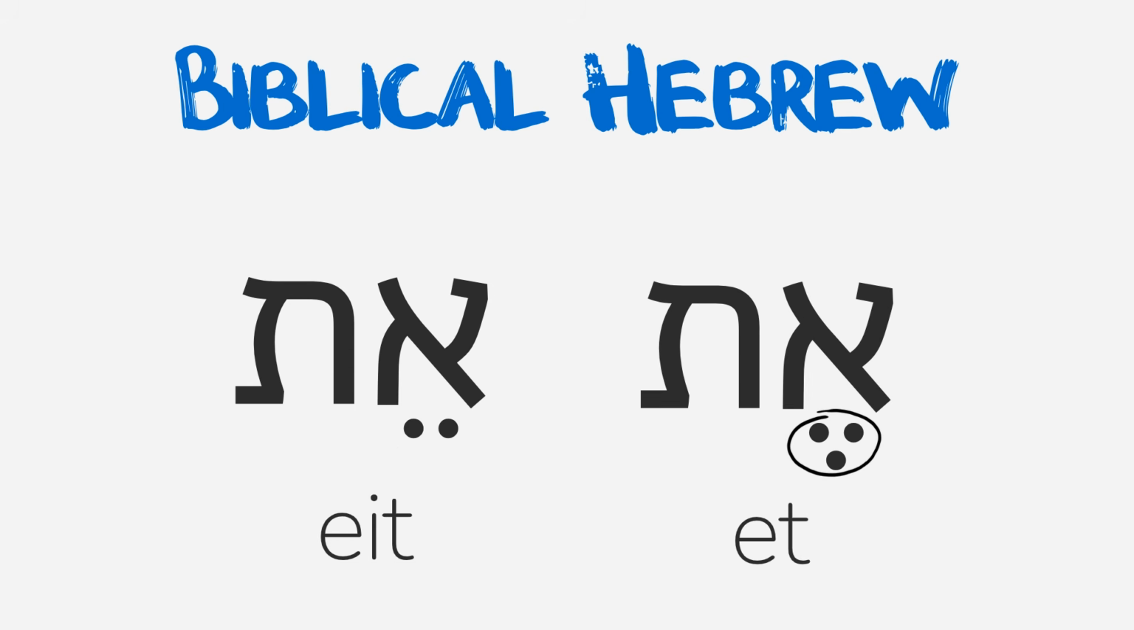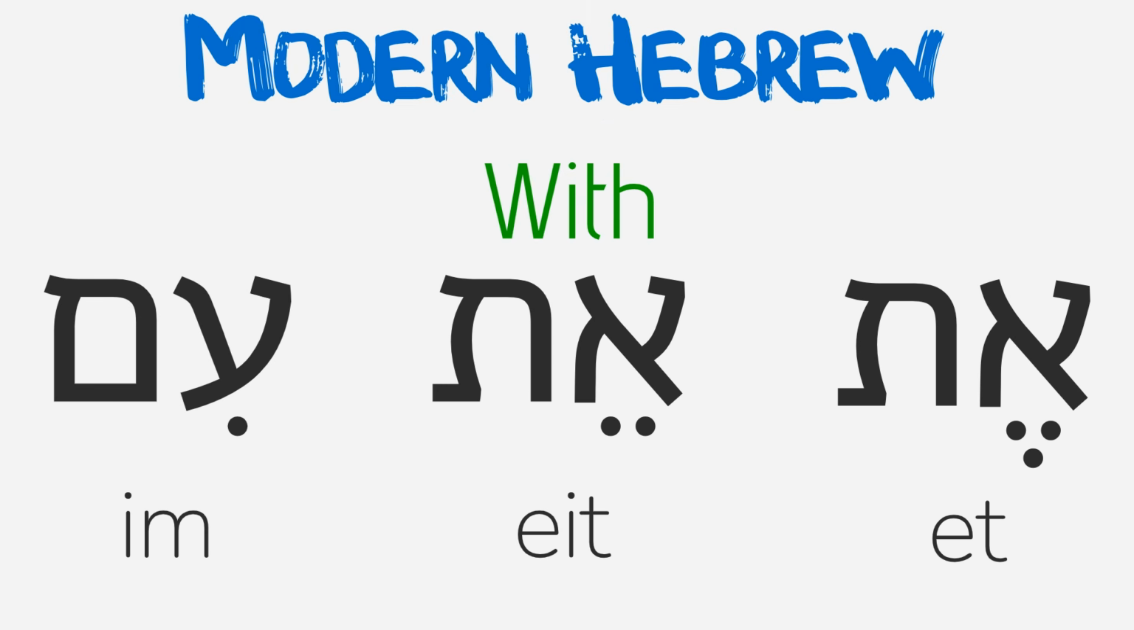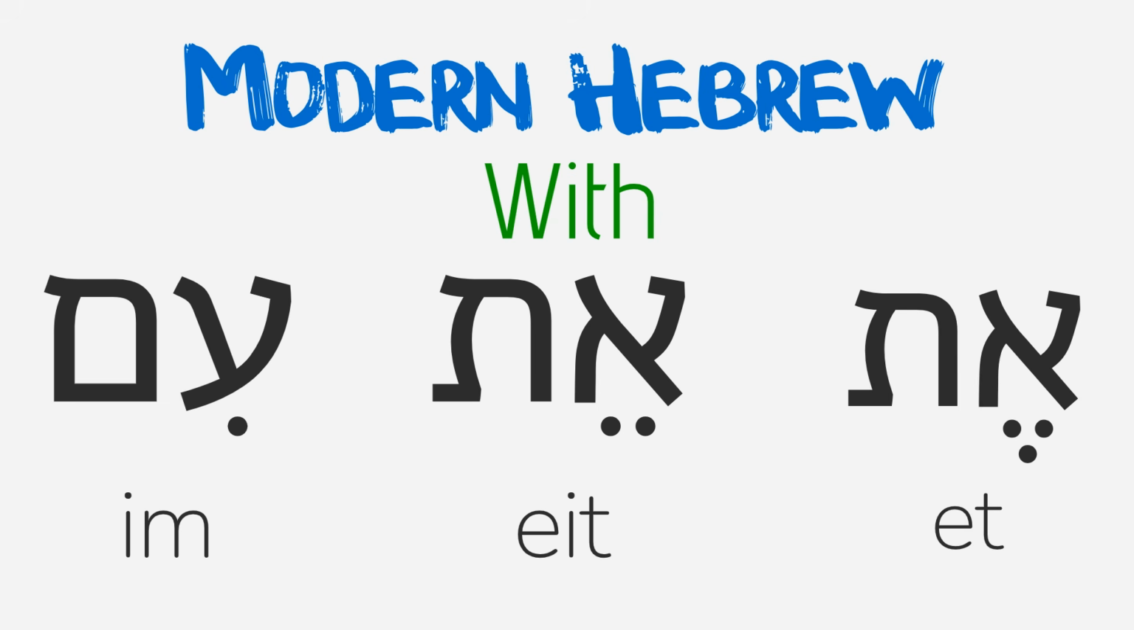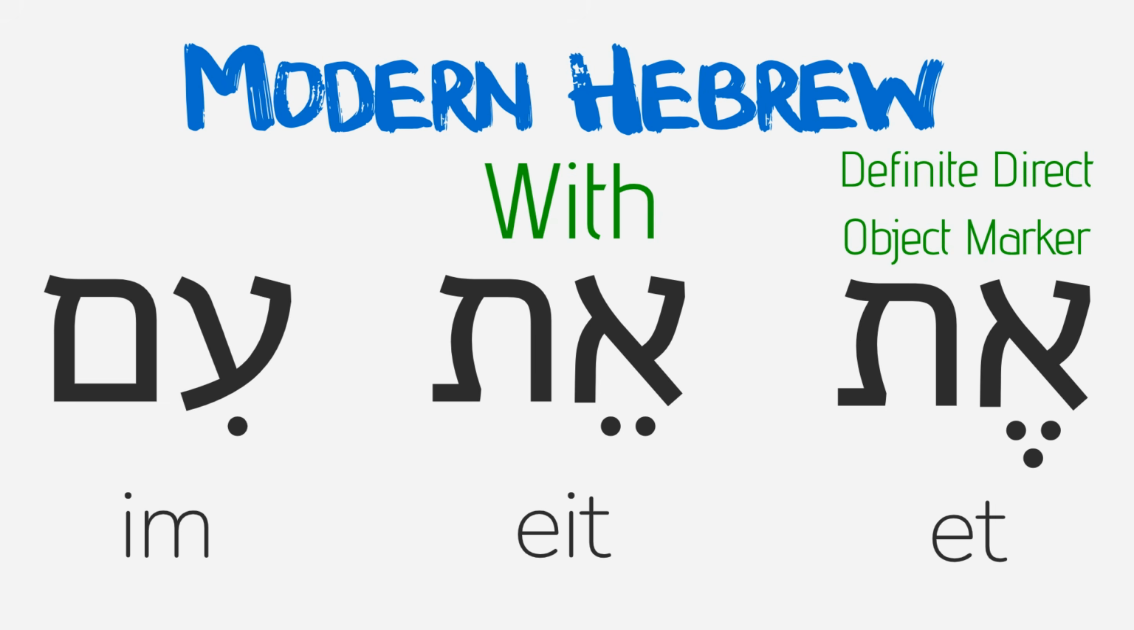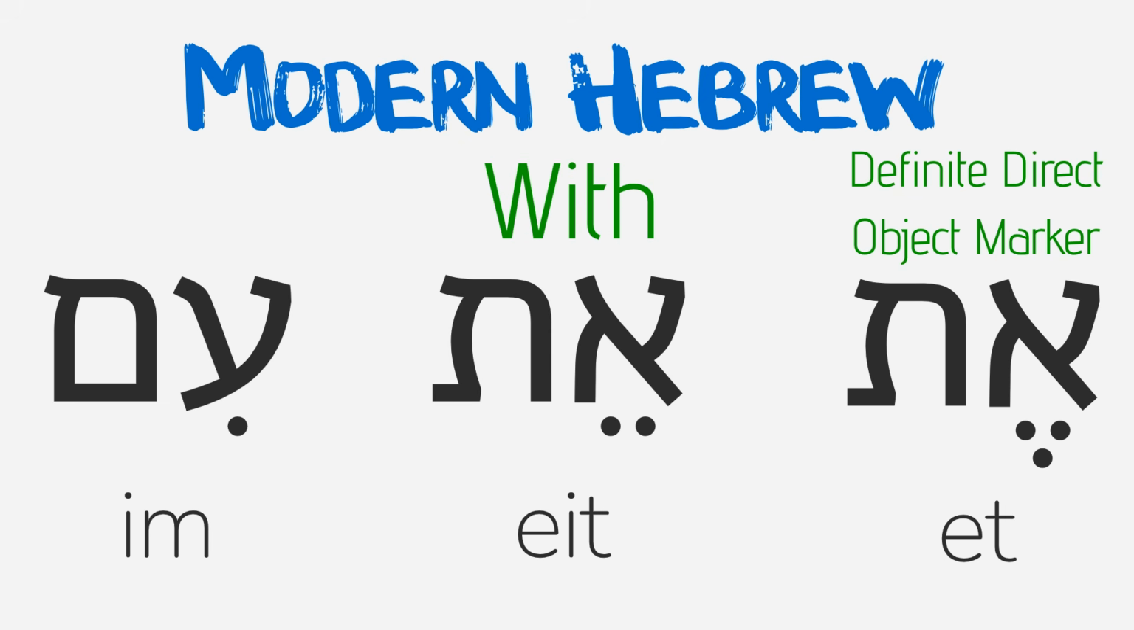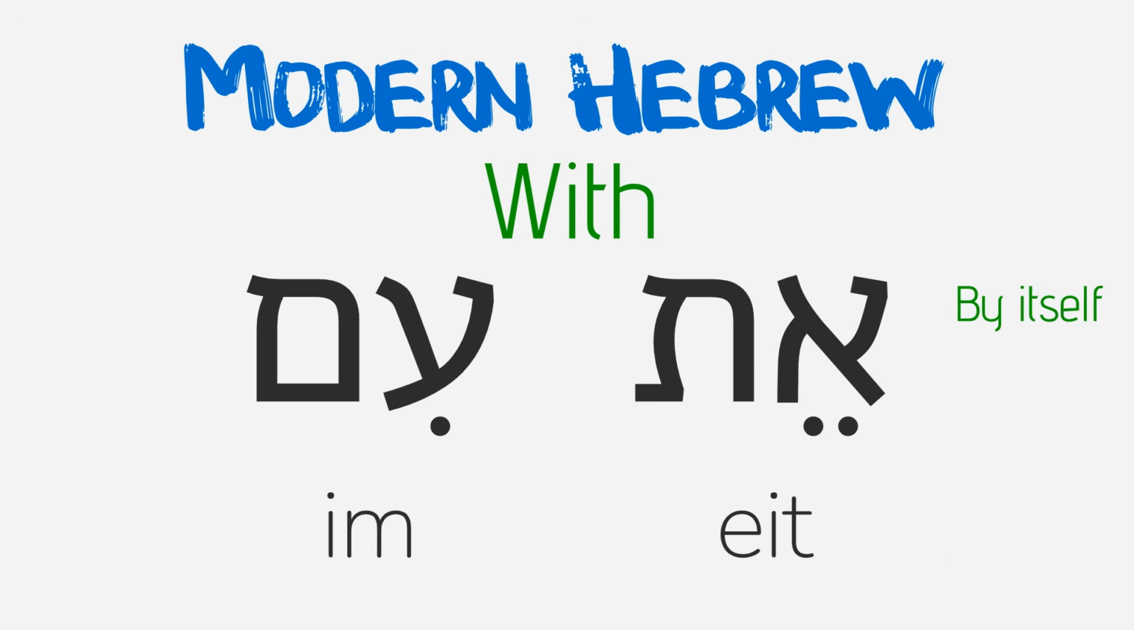In Biblical Hebrew, et can also be pronounced et, which has a tsere instead of a sagol. Also in Biblical Hebrew, et or et can also mean with, just like im. In modern Hebrew, though, only et with a sagol is the definite direct object marker, while only et with a tsere means with. Also in modern Hebrew, the word et by itself is hardly ever used to mean with. In those cases, we use im.